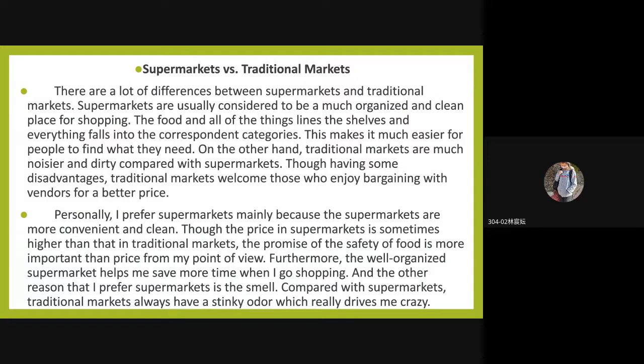Personally, I prefer supermarkets mainly because the supermarkets are more convenient and clean, though the price in supermarkets is sometimes higher than that in traditional markets. The promise of the safety of food is more important than price from my point of view. Furthermore, the well-organized supermarkets help me save more time when I go shopping. And the other reason that I prefer supermarkets is the smell. Compared with supermarkets, traditional markets always have a stinky odor, which really drives me crazy.